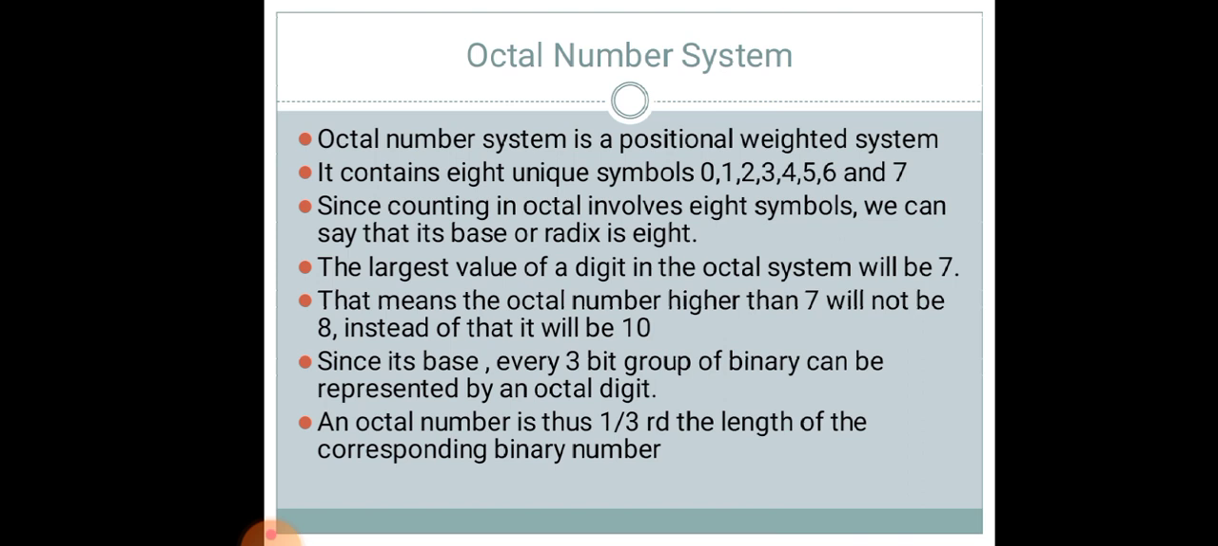Then the octal number system. The octal number system has a base of 8. Now why are there so many number systems? Because a computer understands only machine level language, and that machine level language uses different types of number systems. So with the help of these number systems, our code or a series of binary bits gets compressed.